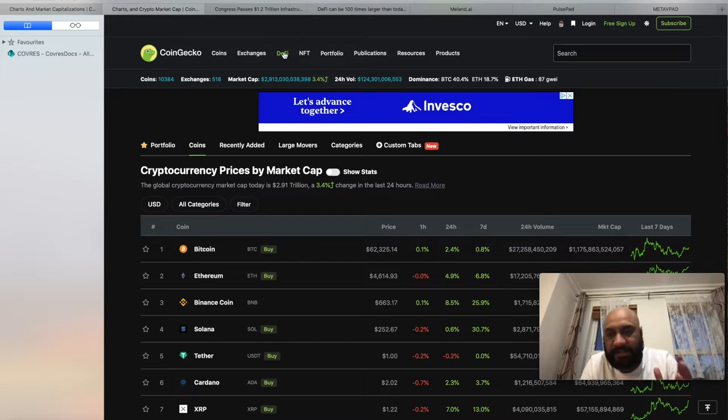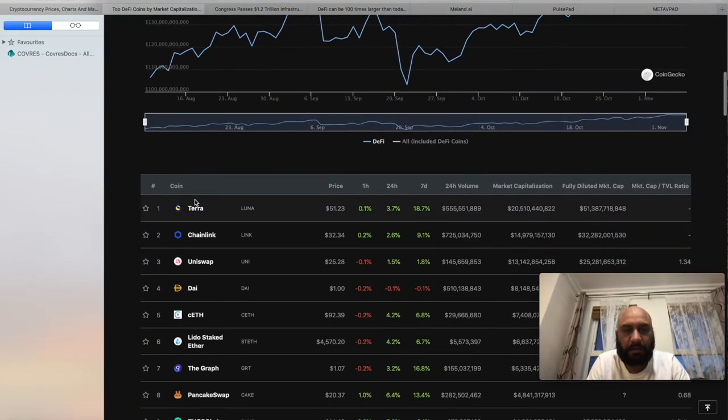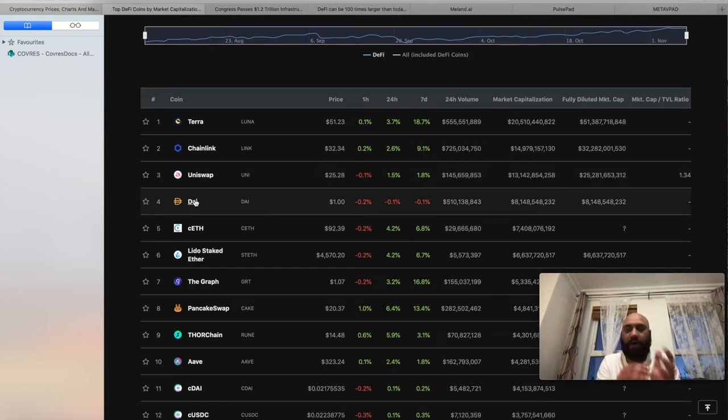For example, I think the DeFi sector is gonna be massive. Let's just click on DeFi. And what you'll get is the coins in the DeFi space. So Terra is coming on top. Terra Luna, it's a safe investment, guys.